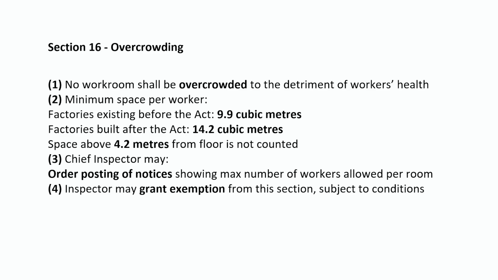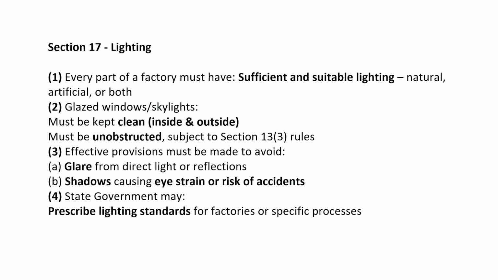After that, section 17 is very important for the health of the worker, and that is lighting. So every part of the factory must have sufficient and suitable lighting. It can be natural lighting or artificial lighting, and they must take care that it is not obstructed, and effective provisions have to be there. The lighting should not cause shadows that create strain or the risk of accidents.